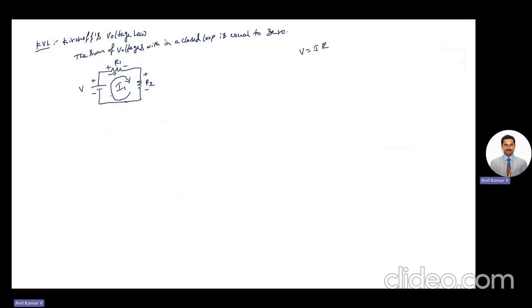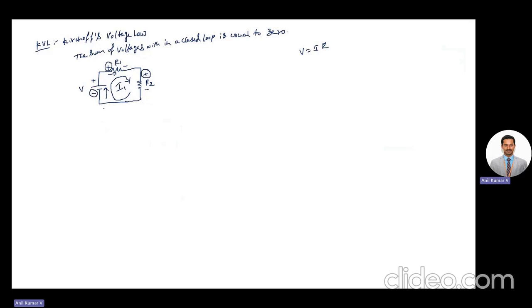Now whenever you are applying KVL, you should consider either entering polarities across all the components or leaving polarities across all the components. For example, if I take the entering polarity across the voltage source, where the current is going in this direction, I need to consider the entering polarities across the other components as well. Across the voltage source it is a minus. Across the resistors, it is always a plus by default.